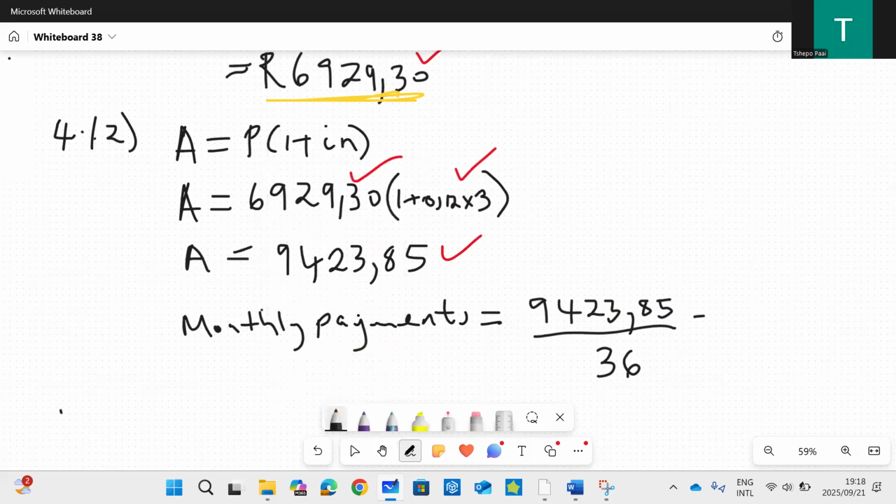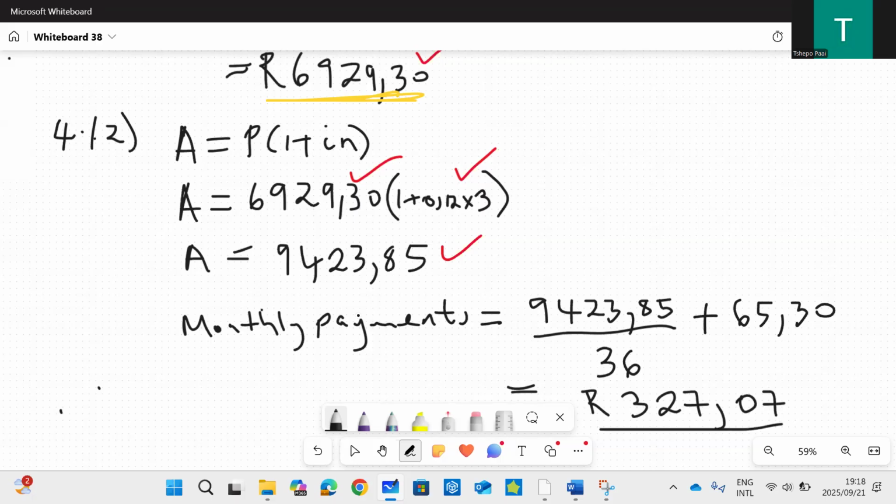So it will be plus 65 Rand 30 cents, which will then result to our monthly payment being equals to 327 rand 7 cents. That's how much Sylvia will pay monthly.